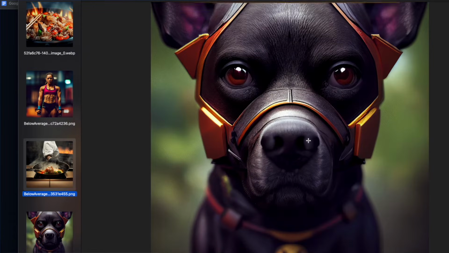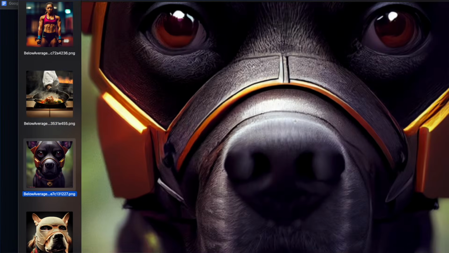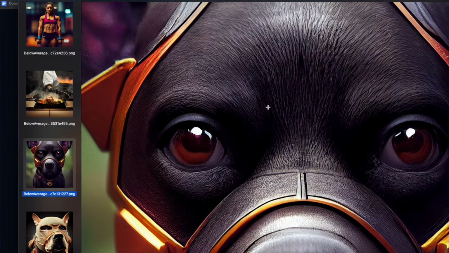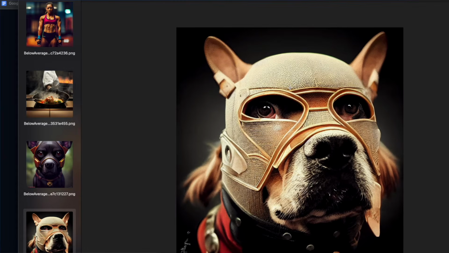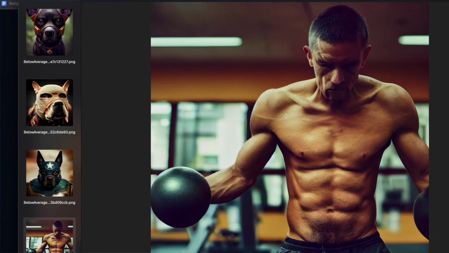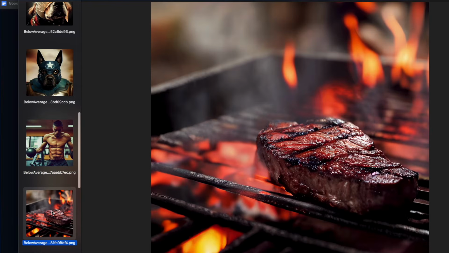Another superhero dog. Look at the detail, the lines, the eyes, a little glare and shadows in the eyes. Another superhero dog. I don't know why I focused so long on this today, but it was fun. A little Captain America pug. Another guy working out. My grilling blog, all of you guys know I have that.